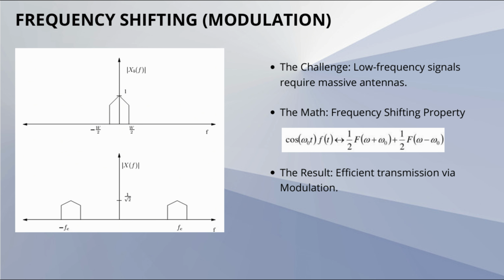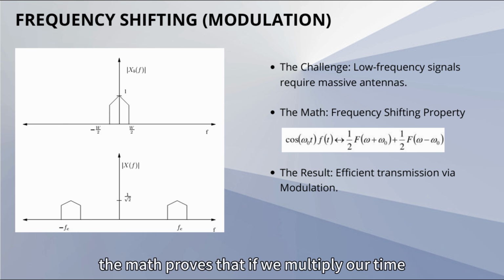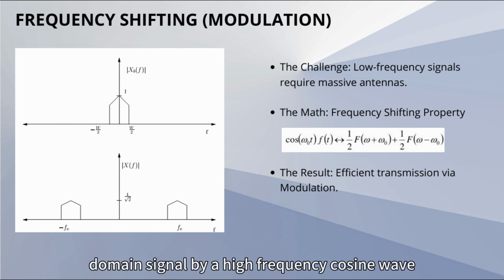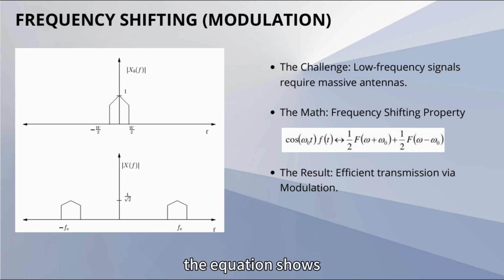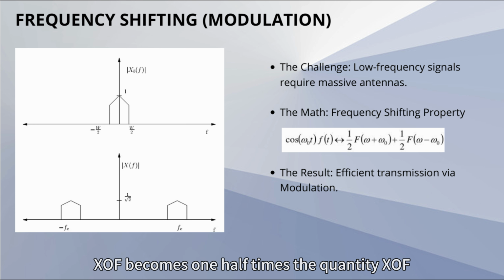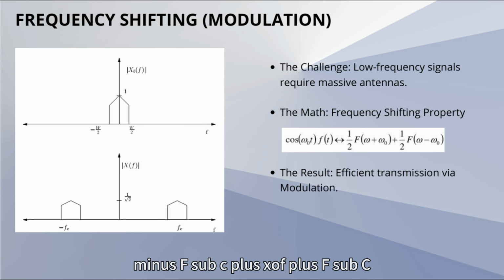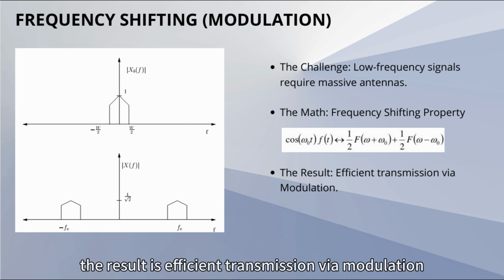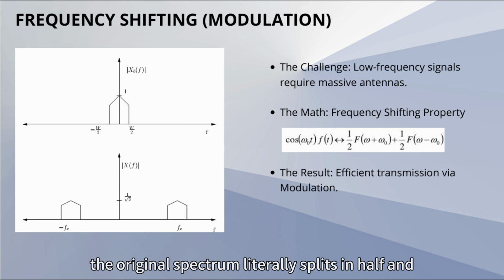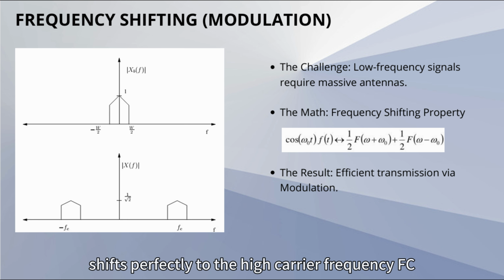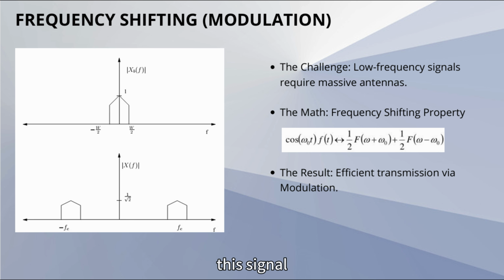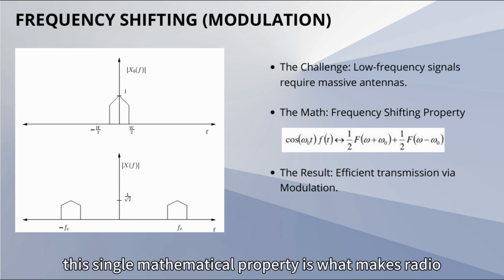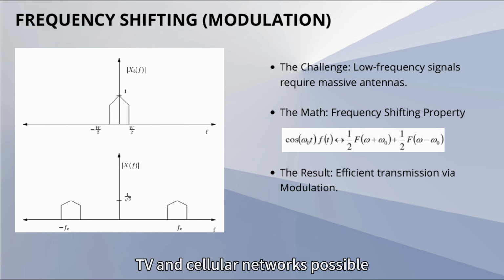Frequency shifting property. The math proves that if we multiply our time domain signal by a high-frequency cosine wave, something beautiful happens. The equation shows X(f) becomes 1/2 times the quantity X(f minus f_c) plus X(f plus f_c). The result is efficient transmission via modulation. The original spectrum literally splits in half and shifts perfectly to the high carrier frequency f_c. This single mathematical property is what makes radio, TV, and cellular networks possible.